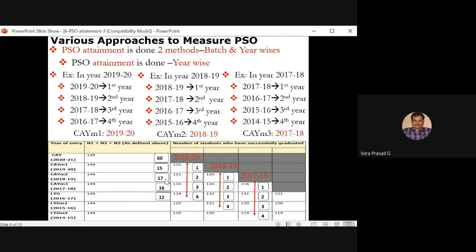Since the regulation may be different, it may be the R16 regulations or the R15 regulations, I mean the 2015 regulation. This is the 2016 regulations. In a sense, you can find different sets of students, students of different regulations, but you are calculating the PSO attainment here.